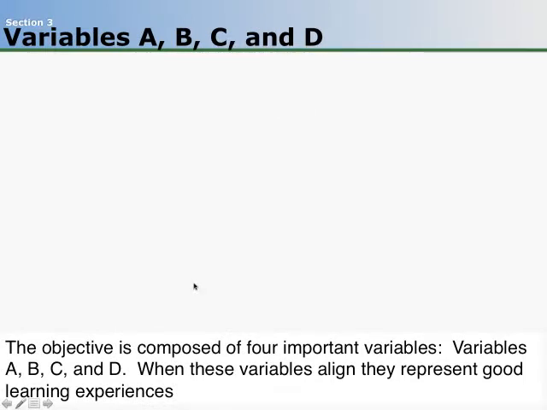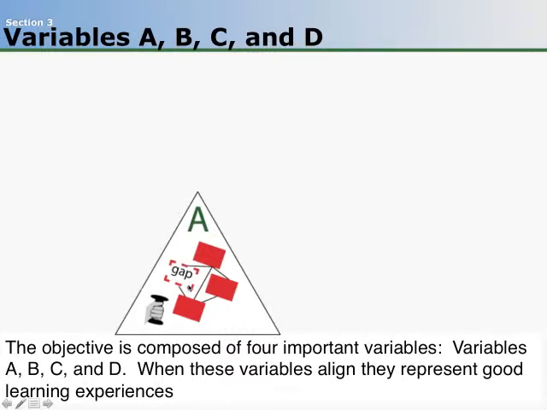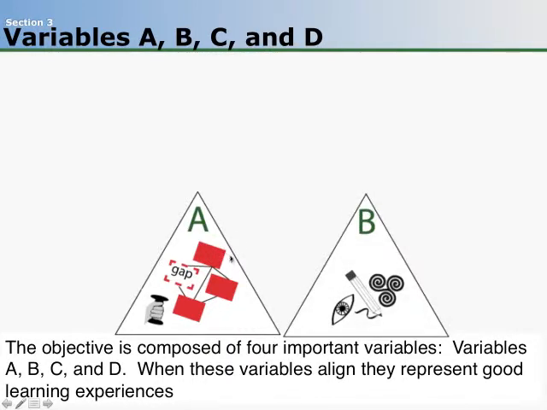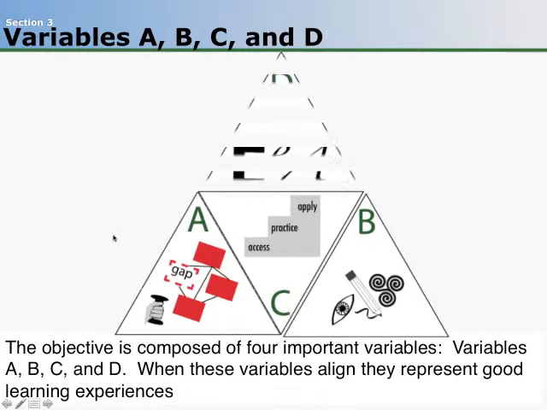The objective is composed of four important variables. Variable A, which stands for audience, variable B, which stands for outcome or behavior, variable C, which stands for catalyst for change, and variable D, which stands for degree of effectiveness. When these variables all align, they represent a good learning experience.